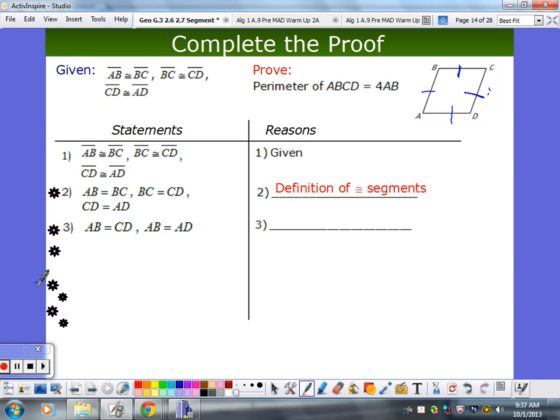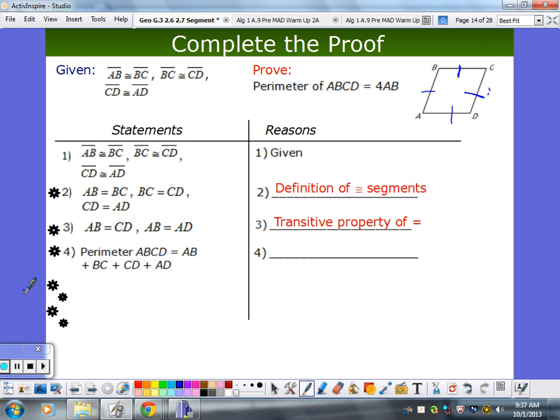All right, where are we going from here now? I'm saying AB equals CD, and then AB equals AD. Okay, what are we substituting? So transitive or substitution property of equality works fine here. I know we've got AB equals 2 different things here. So now perimeter of ABCD equals AB plus BC plus CD plus AD. Their measures. Well, how come? Because that's what a perimeter is.